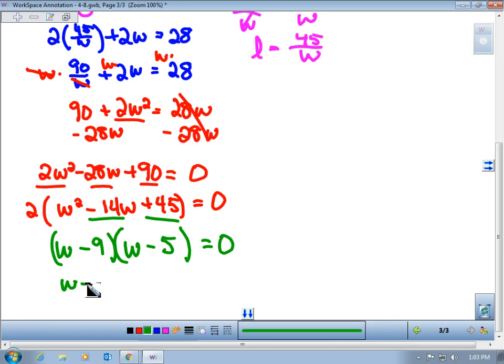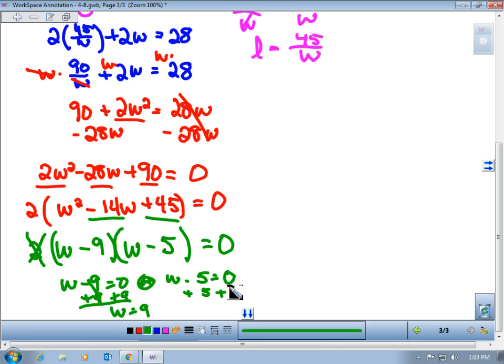So W minus 9 equals 0. Once again, this 2 you can ignore. It can't be 0. And W minus 5 equals 0. So I'm going to add 9 to both sides, so I get W equals 9. And add 5 to both sides, I get W equals 5.